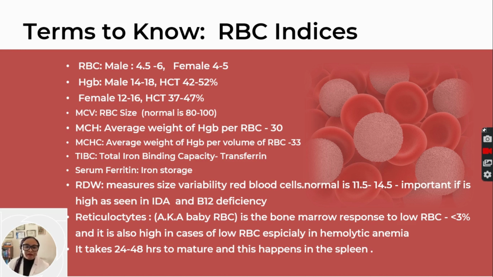So that kind of gives me my range to remember hemoglobin. And for hematocrit, I'll just multiply hemoglobin by 3. That will give you your hematocrit.